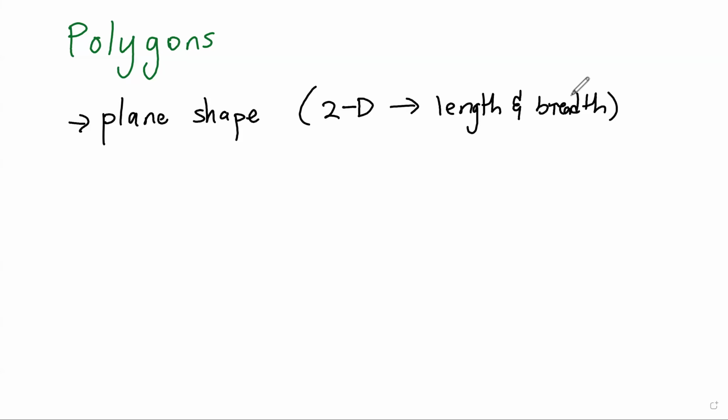Oops, I spelled breadth wrong. No, I did spell it correctly. You know what? Let's say width. So it's a flat shape. So plane shape, a flat shape, all of those words that we can use to describe a polygon. It has multiple sides, right?